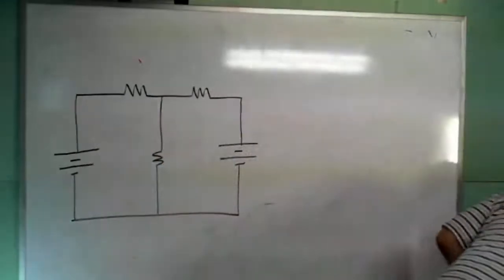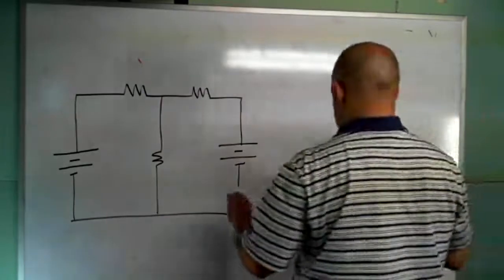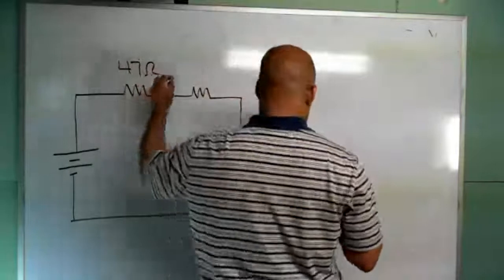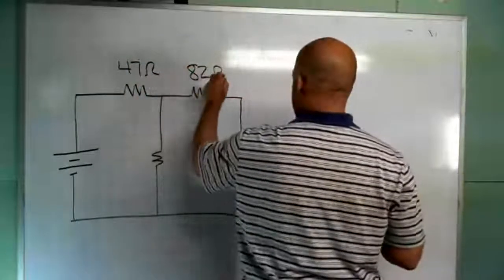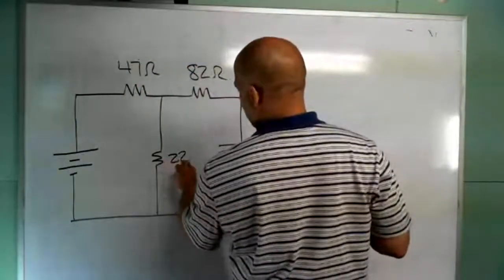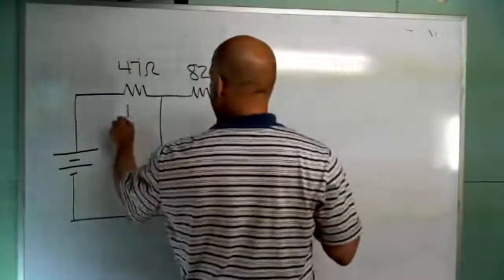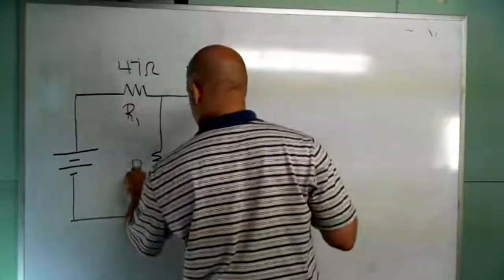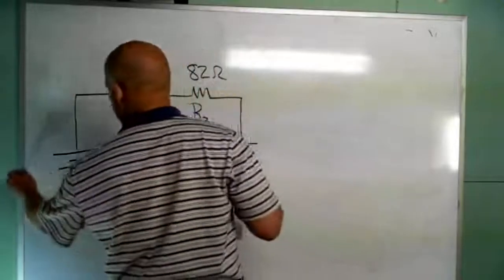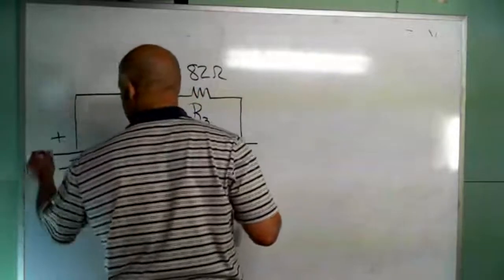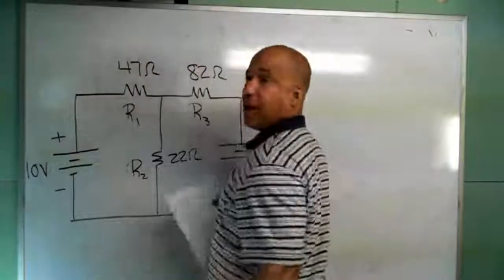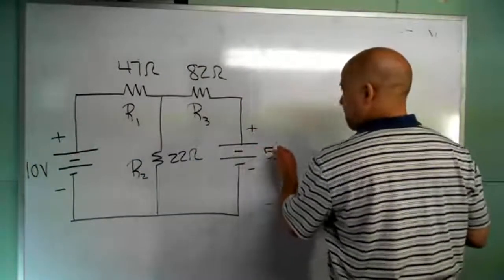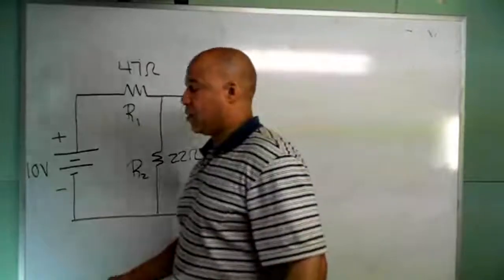Let me see what values I have. Okay, this is 47. This is 82. And this is 22. This is R1, R3, R2. 10 volts. Notice the batteries are flipped now. I flipped them over. 5 volts. And there's the circuit. So go ahead and go through the steps.